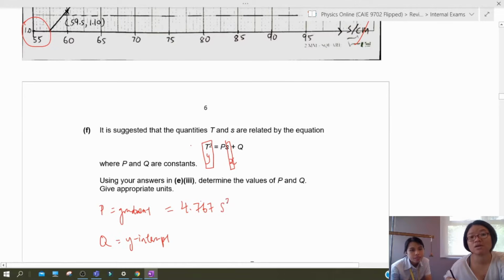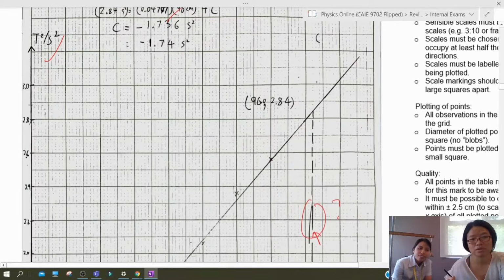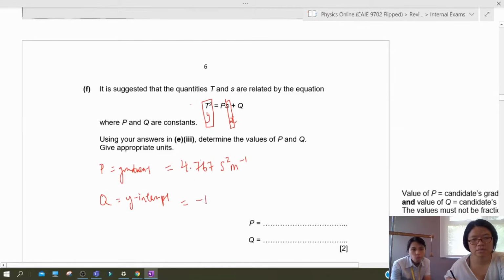S square meter -1, correct? And then your y-intercept was negative something, what was it? Negative 1.74. So a y-intercept can take 3SF because the smallest reading on the y-intercept is 3SF. Generally, if you don't want to think too much, 3SF is always very safe to keep. And copy over, lor.